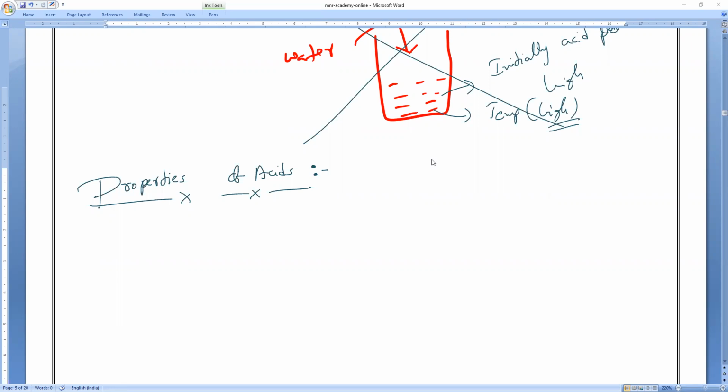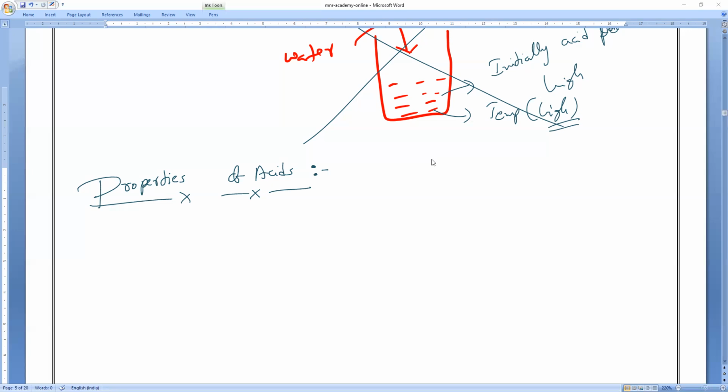What we should not add? Water to acid. We always have to add what? Everybody? Acid to water. Acid to water. And continuously we have to stir with a glass rod also. Because what is the reason? The mixing of acid and water is highly what reaction? It is highly exothermic reaction.